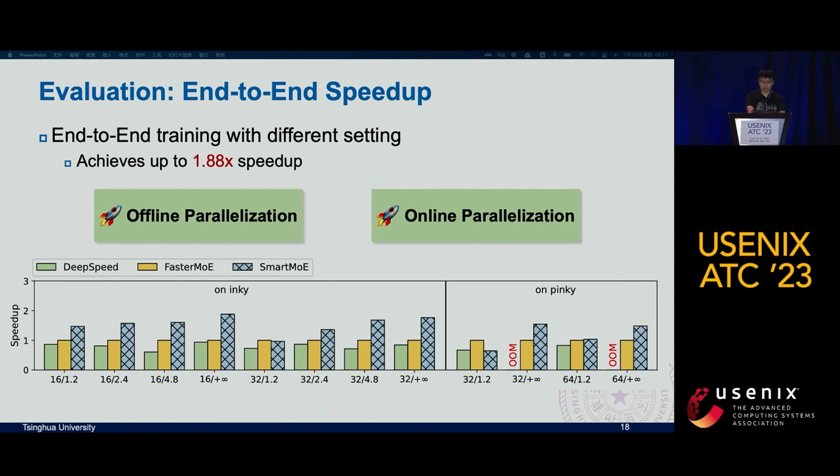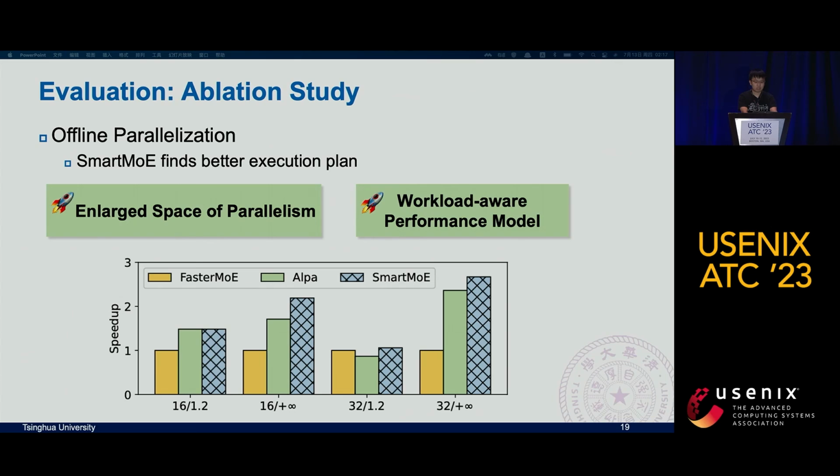In end-to-end training, we achieved excellent results across different model structures and clusters, with near 2 times speedup. This success is due to our two-stage parallelization. In the ablation study, we validated the effectiveness of the offline stage. Our system can find better strategies than previous works because we have a larger space of parallelism, and we use a workload-aware performance model to select the execution plan.